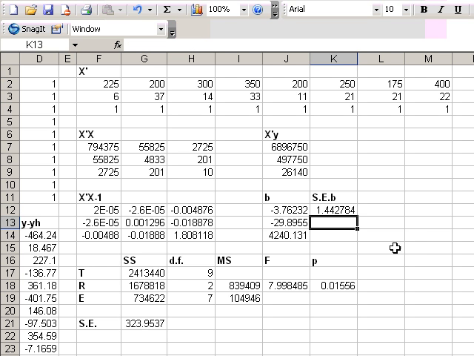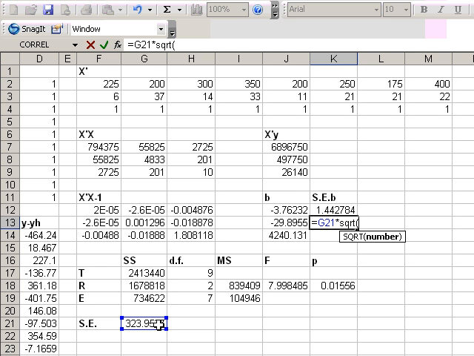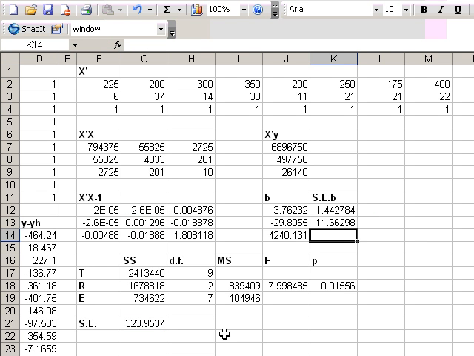Similarly, the standard error here, which is the standard error for the coefficient on visibility, is equal to the standard error of regression times the square root of the main diagonal entry here, which is the entry that corresponds to visibility. When I hit enter, I get a standard error of 11.6.